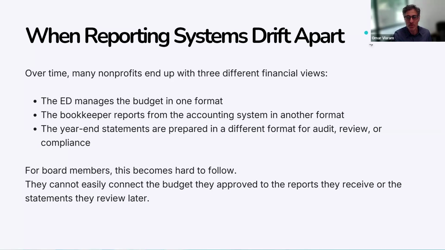There's, of course, a number of different pieces to this. But over time, as we've talked about, nonprofits end up with three different financial views. The executive director manages the budget in one format. The bookkeeper reports from the accounting system in another format, and again, maybe not in accordance with the accounting standards. We got the grant. The grant is revenue this month, irrespective of when we spent the funds. And the year-end statements are prepared in a different format for audit review or compliance. So, of course, this becomes hard for the board to follow and to connect the dots.